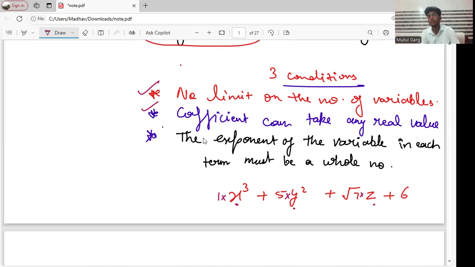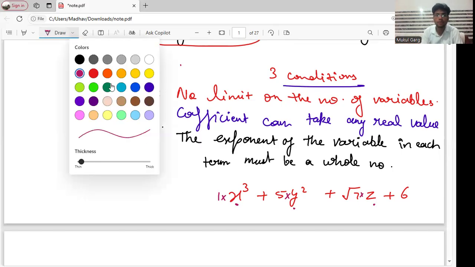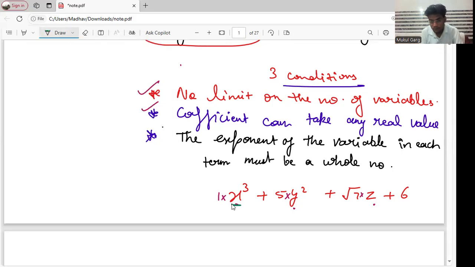The last and the most important condition is that the exponent of each variable must be a whole number. If we just look at the first term, what is the exponent? 3. 3 is a whole number. Because we all know whole numbers start from 0. 0, 1, 2, 3, 4, 5, 6, 7, 8. These are whole numbers. Then in the second term, again, we need to check only for the variable.